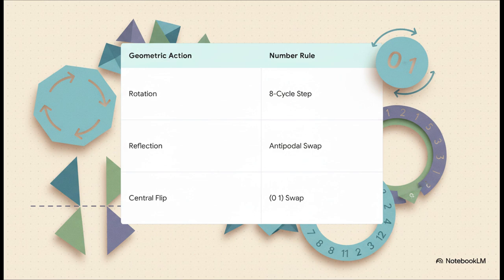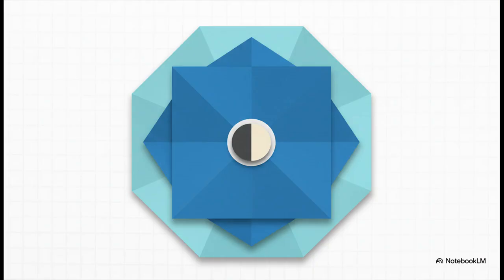If you rotate the diagram by 45 degrees, that is exactly the same thing as taking 1 step forward in our number cycle. If you mirror the shape, like reflecting it in a mirror, that's the same as swapping one of our opposite pairs. The geometry and the arithmetic, they're literally speaking the same language. And here's what's so cool about that.